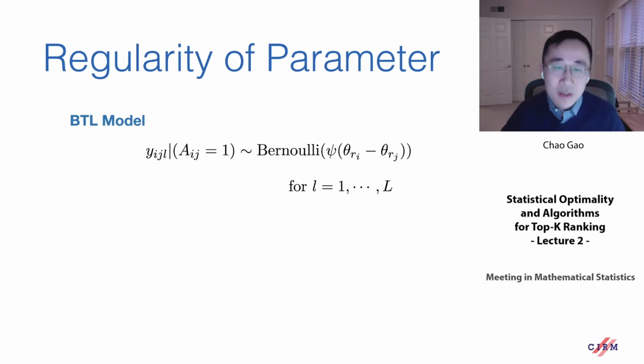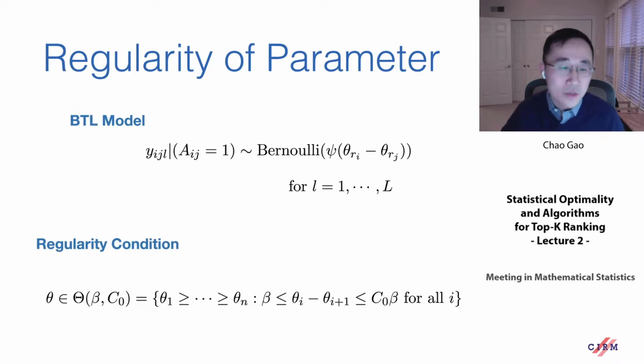And the current goal of today's talk is to estimate the rank of each player. Therefore, we have to assume such an identifiability assumption between each pair of theta i and theta i plus one, okay? So we assume that theta belongs to the following parameter space.